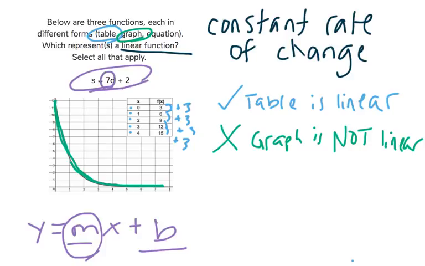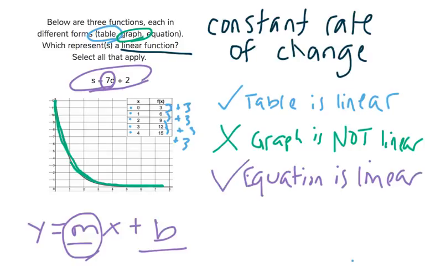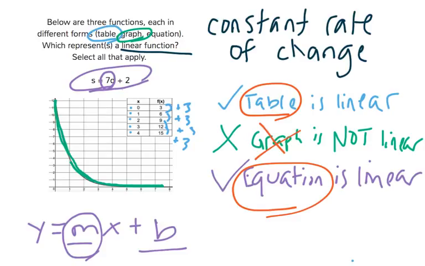The 7 is the slope there, and then the 2 is just the intercept, but we know we have a constant slope of positive 7, so the equation is linear. Okay? So we get our answers as the table and the equation, not the graph. Those are our linear functions here.